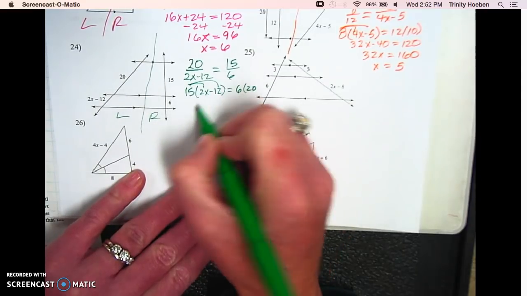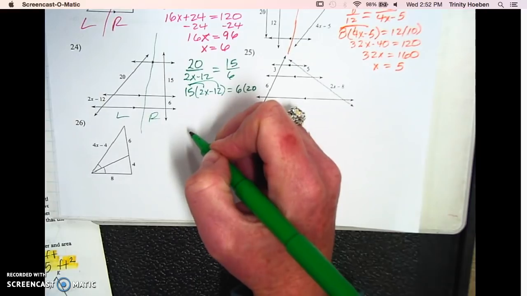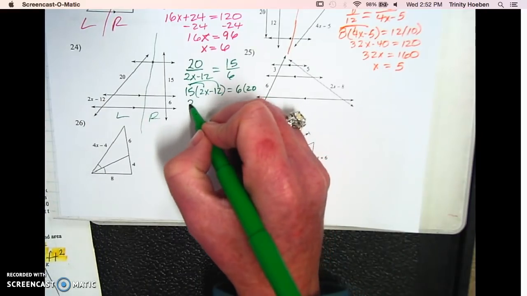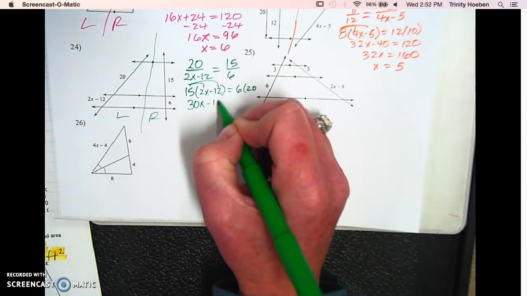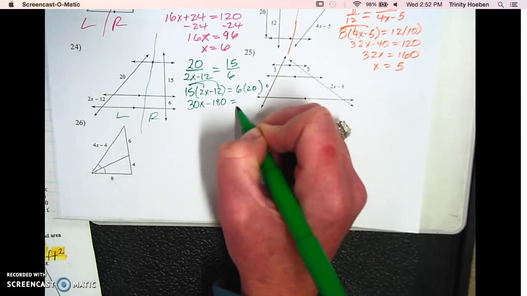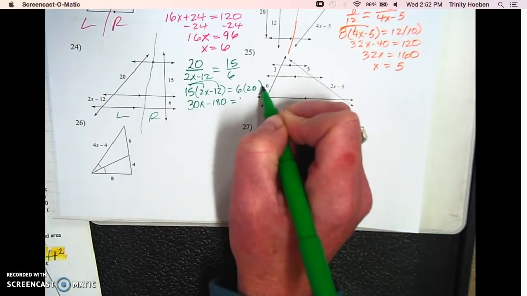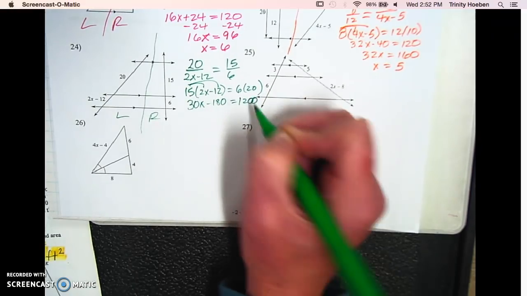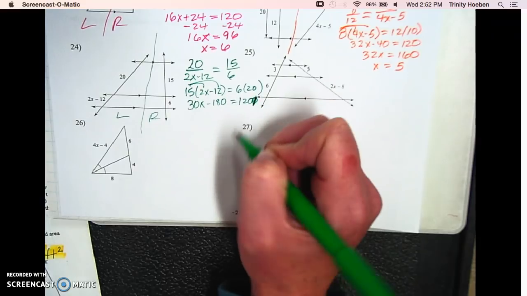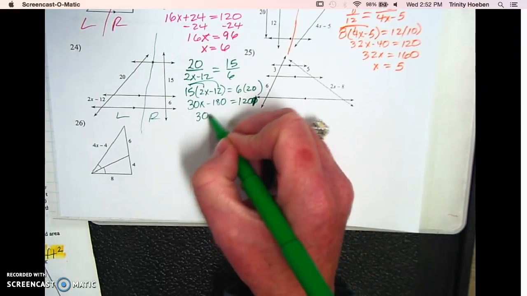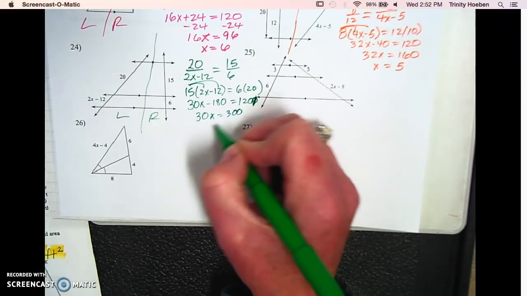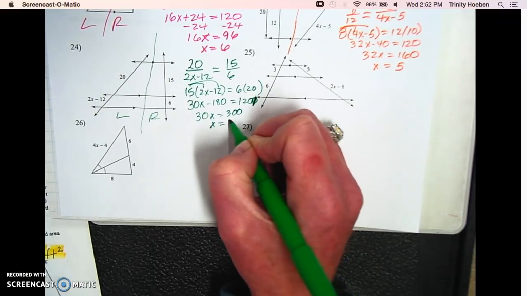And distribute on the left. So you're going to have 15 times 2x, which is 30x. And 15 times negative 12, which is negative 180. So that equals 120. 6 times 20 should be 120. Add that 180 to both sides, so you get 30x equals 300. So divide both sides by 30 and you get x equals 10.